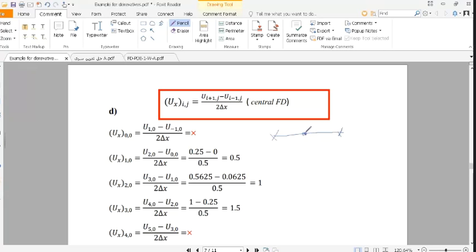This point has the indexes i and j. The next point in this row has the indexes i plus 1 and j. And the previous point in this row has the indexes i minus 1 and j. For central, we use ui plus 1 and j minus ui minus 1 and j over 2 delta x. This is the formula for central finite difference with respect to x.